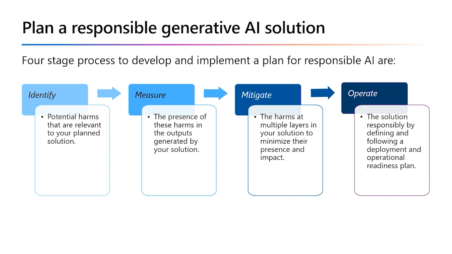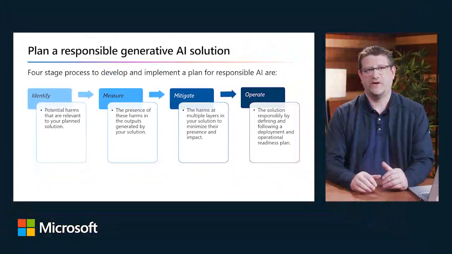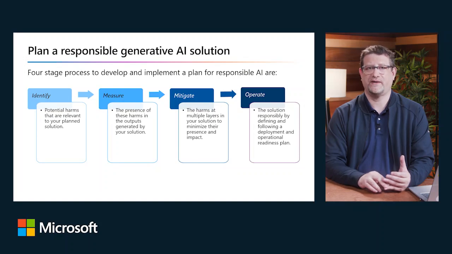The 4 stages in the process are: identify potential harms that are relevant to your planned solution. Measure the presence of these harms in the outputs generated by your solution. Mitigate the harms at multiple layers in the solution to minimize their presence and impact, and ensure transparent communication about potential risks to users. Operate the solution responsibly by defining and following a deployment and operational readiness plan.